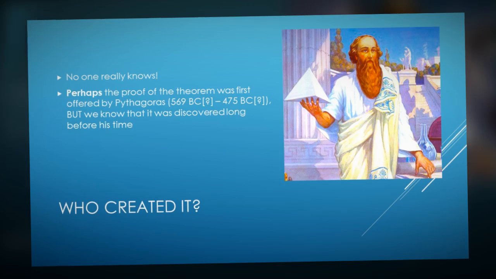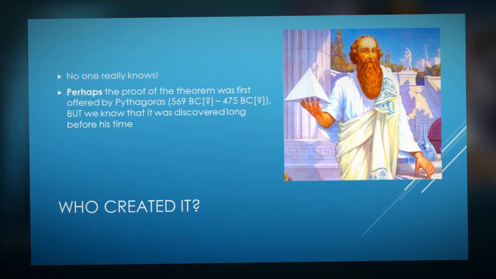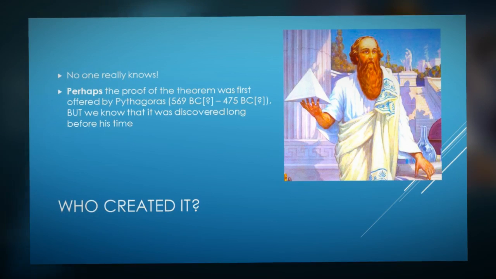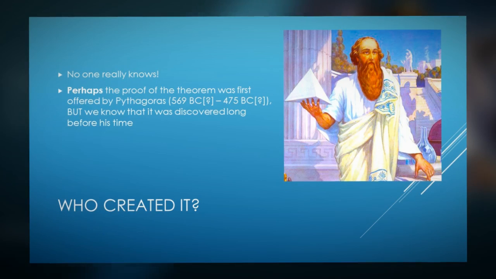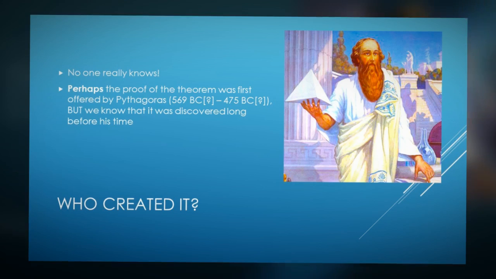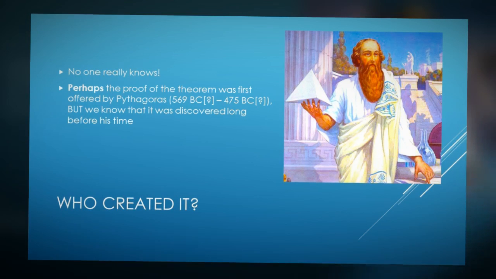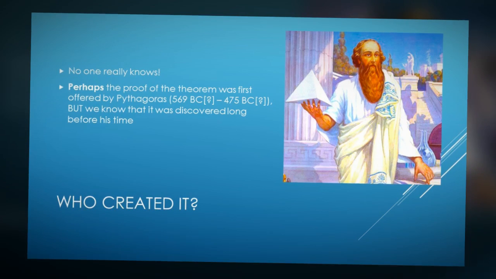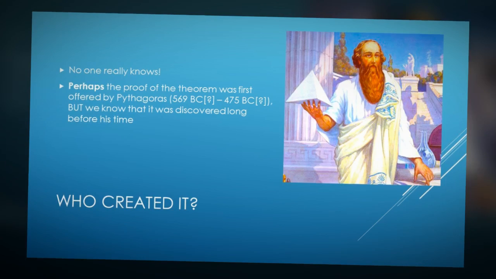One of the great mysteries in the math world is who made the Pythagorean theorem. Unfortunately, no one really knows. Perhaps the proof of the theorem was first offered by the mathematician known as Pythagoras. But what we do know is that it was discovered and used long before his time.